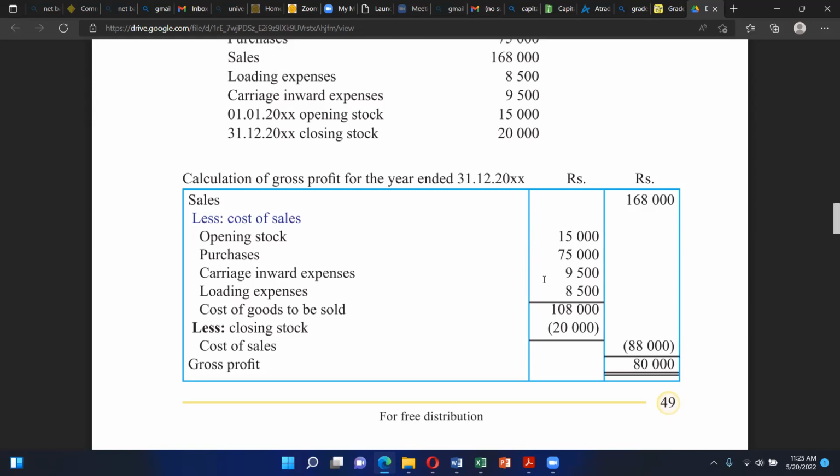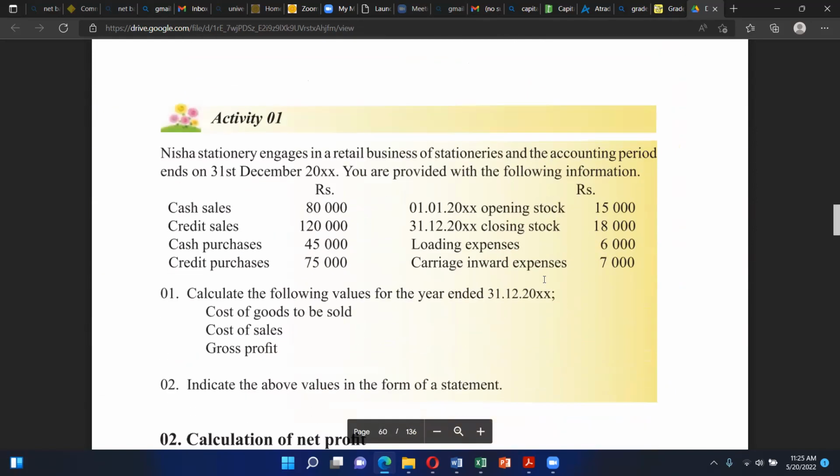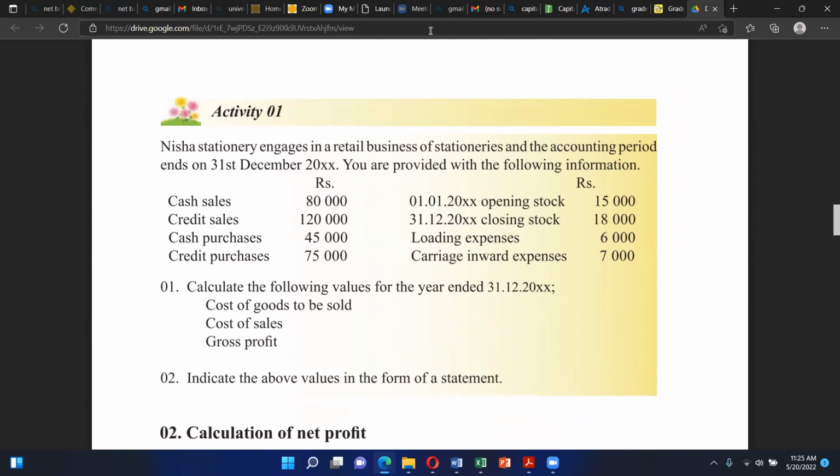Yes, sir. Right, very good. Please try activity number 1 and calculate how much is the cost of goods to be sold, cost of sales, and gross profit. Please try and use the template. Everyone, please try.